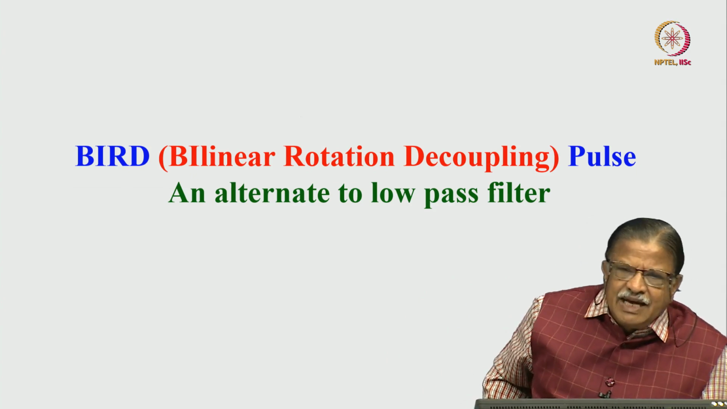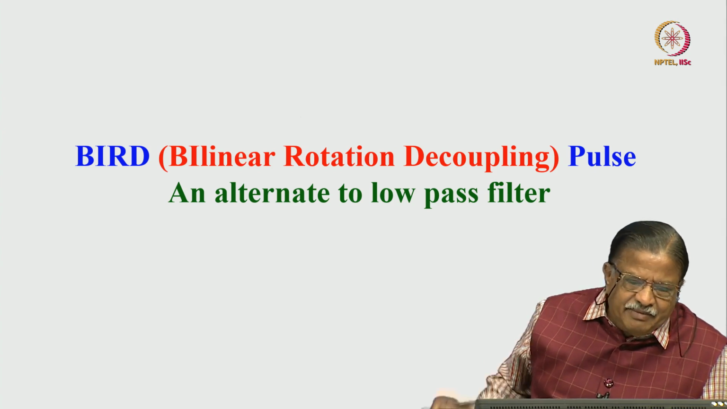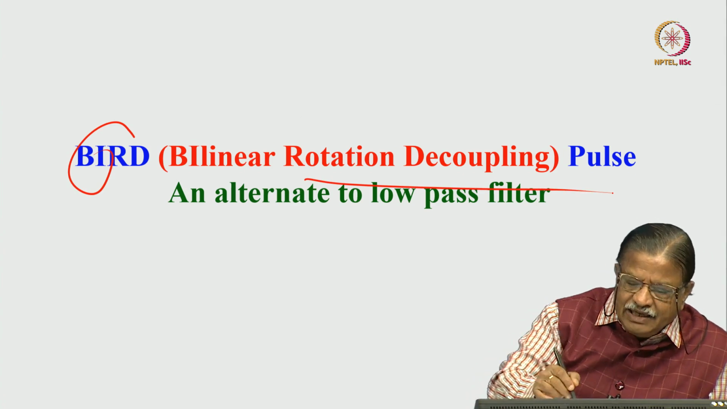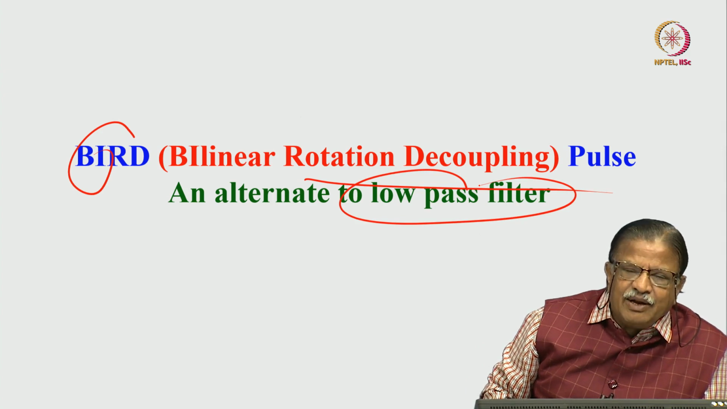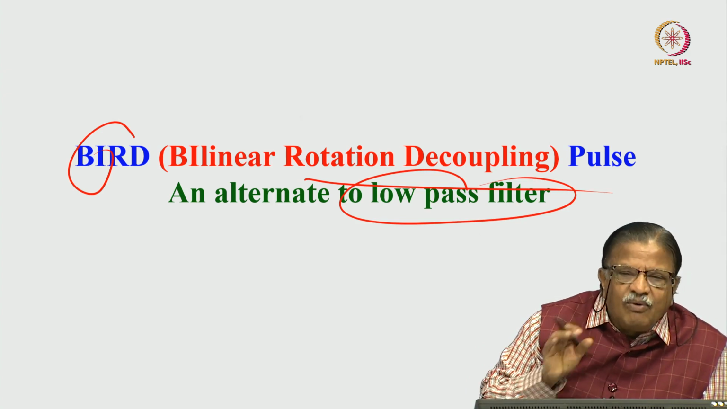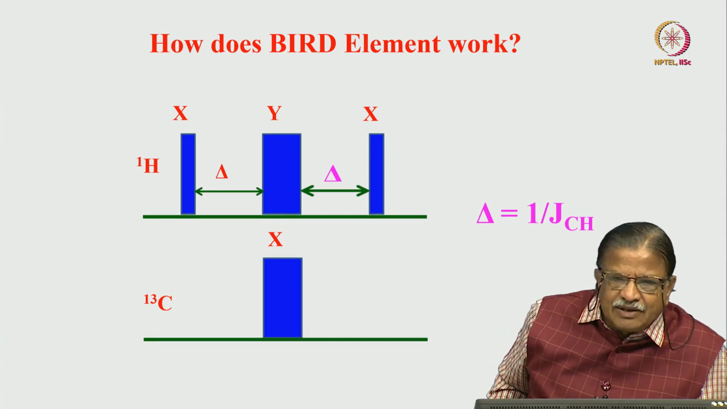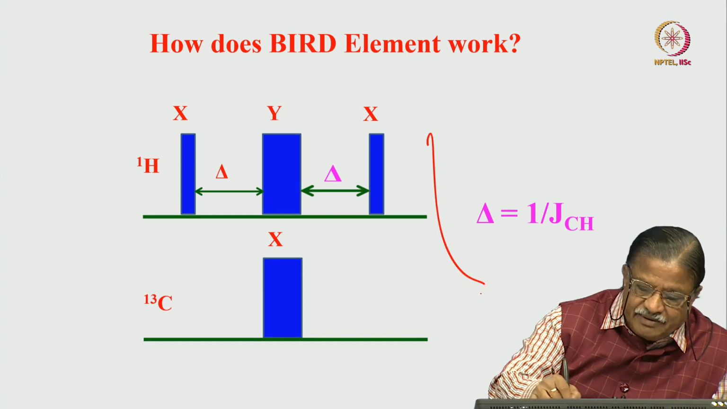BIRD is bilinear rotation decoupling. BIRD means bilinear rotation decoupling pulse. It is an alternative to the low pass filter. Instead of doing a low pass filter, we can use a BIRD sequence. What does this BIRD sequence do? I will explain it in a short, very simple way. This is called a BIRD element.